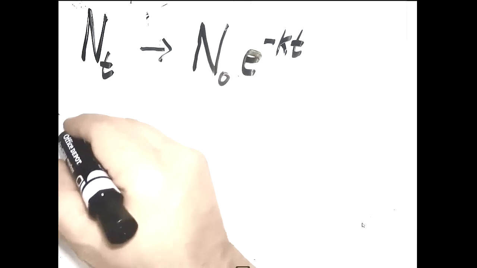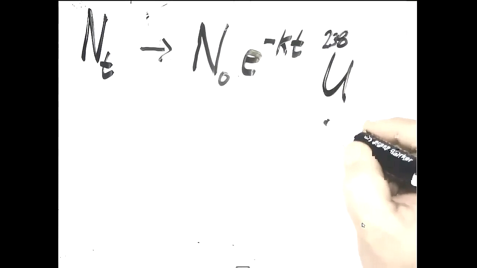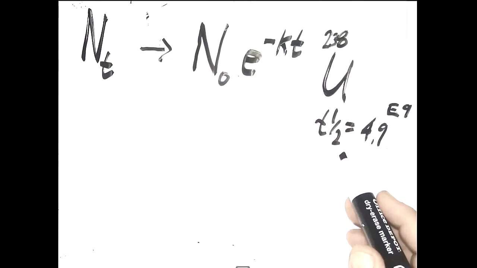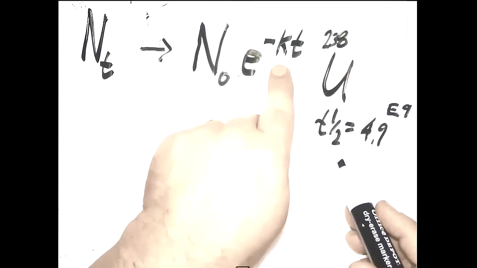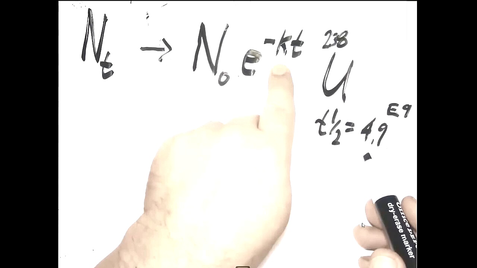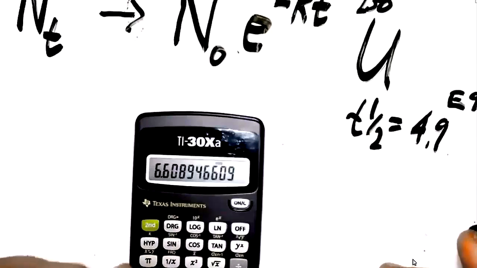So let's use uranium-238. Uranium-238 has a half-life that's pretty big. It's going to be 4.9 times 10 to the 9th years. That's 4.9 billion years. It's a big number, okay? So that'll be t1/2. We're going to need K instead of t1/2. So let's go ahead and quickly figure out what K is from the half-life. Again, we're going to take the natural log of 2.